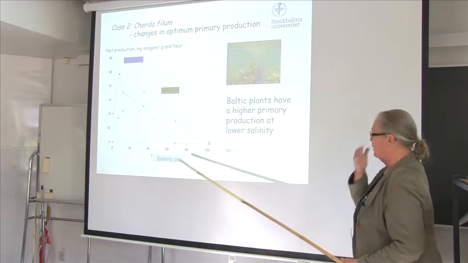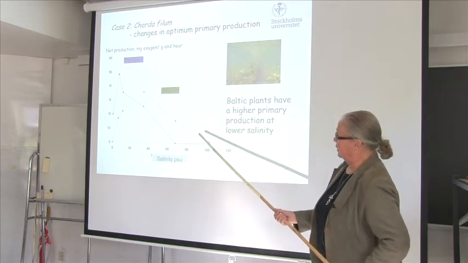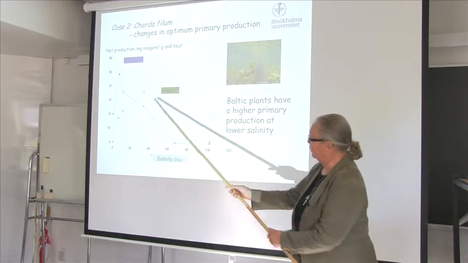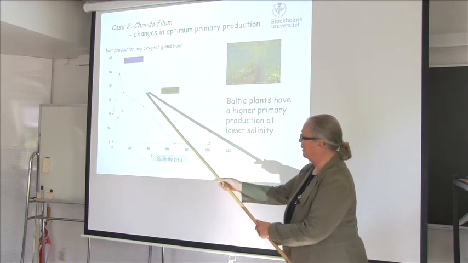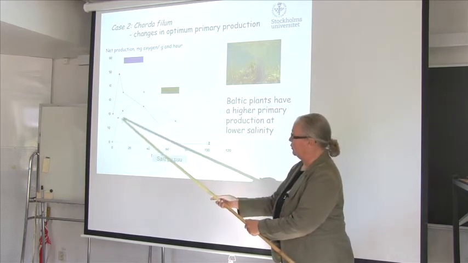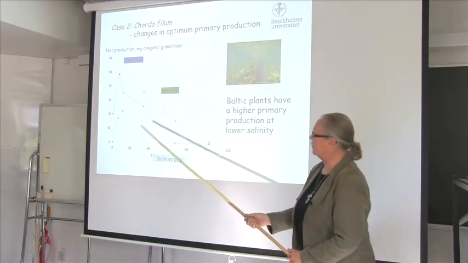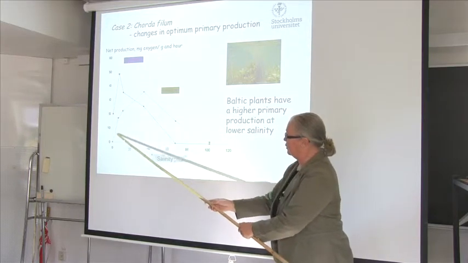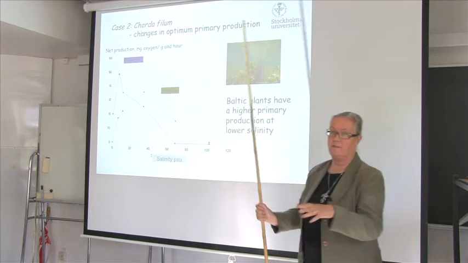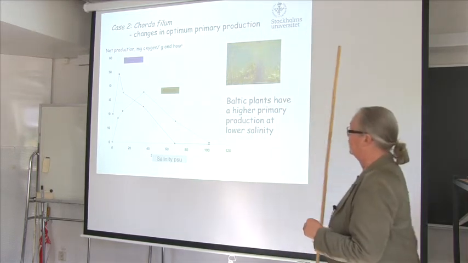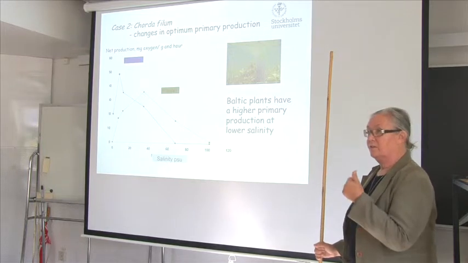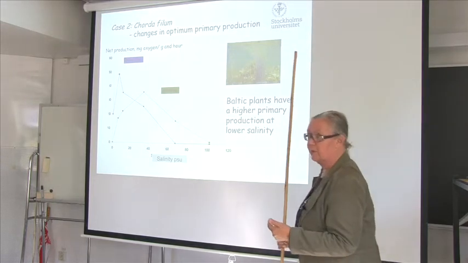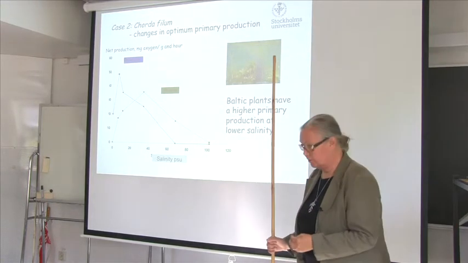They also change their net production of oxygen, so the Atlantic species will have their optimum around 30-35, and then it drops quite quickly when it enters into the Baltic Sea. But if you take a specimen from the Baltic Sea, it has its highest production at around 6, 8, 10 percent. So you have the structure change and the production change in this macroalgae species, and you will find them in most of the species that have entered into the Baltic Sea.